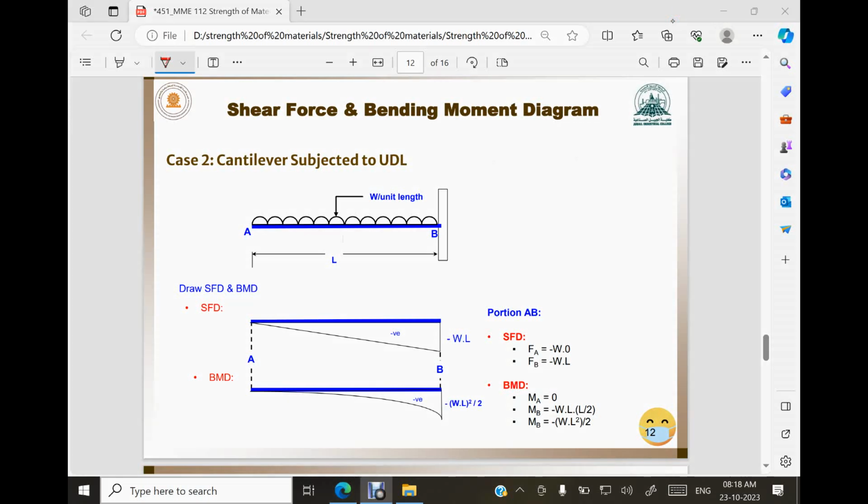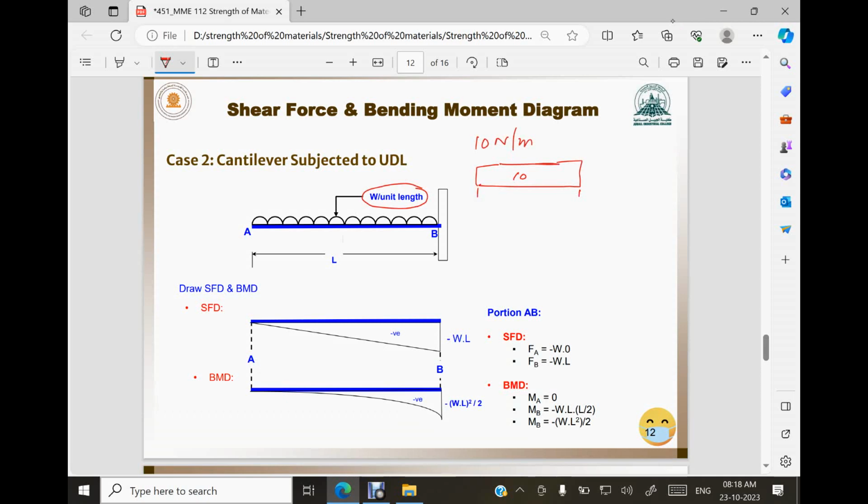Now here we have the second case. This is a cantilever beam subjected to a uniformly distributed load. Here you can see the load W per unit length. Now if I have 10 newtons per meter, let us say this is how much? 10 newtons. Understand? I have 10 newtons here.